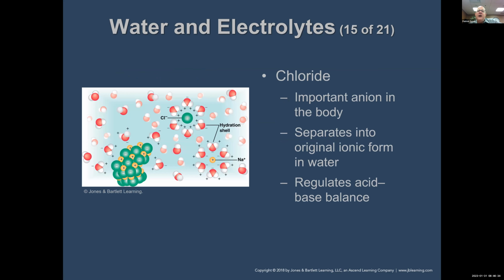So chloride runs with sodium, right? Positive and negative anion. So you see there that sodium down here is on its own, and chloride up here is on its own, and then it's got this shell of hydration around it. And basically, it's important to know that in water, sodium can separate into its original ionic state, right?